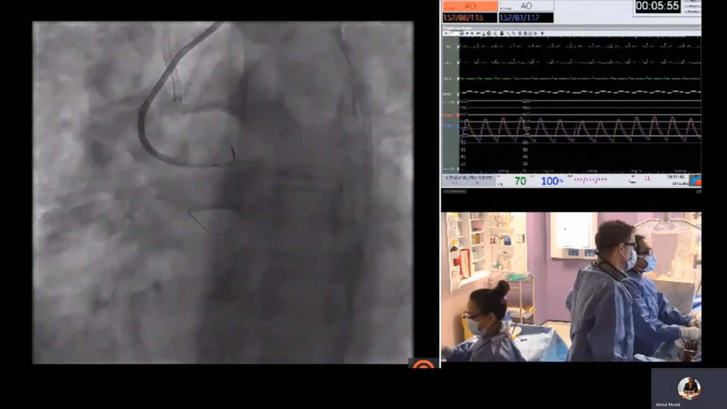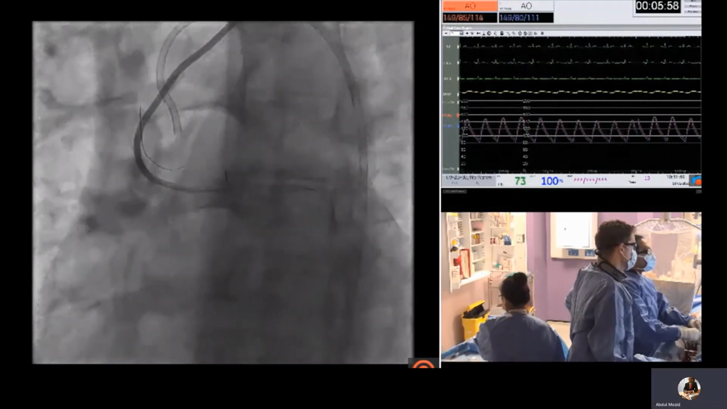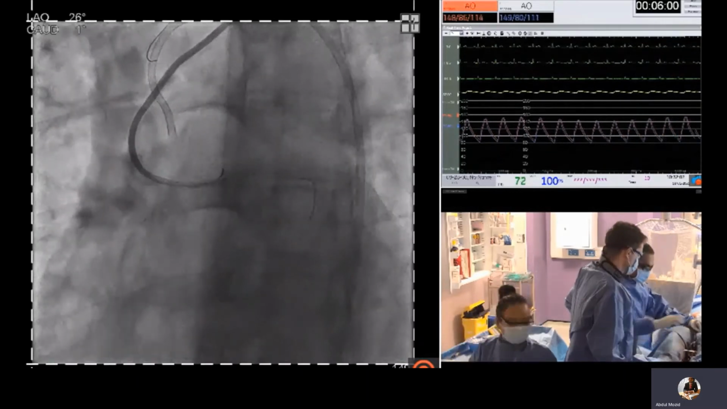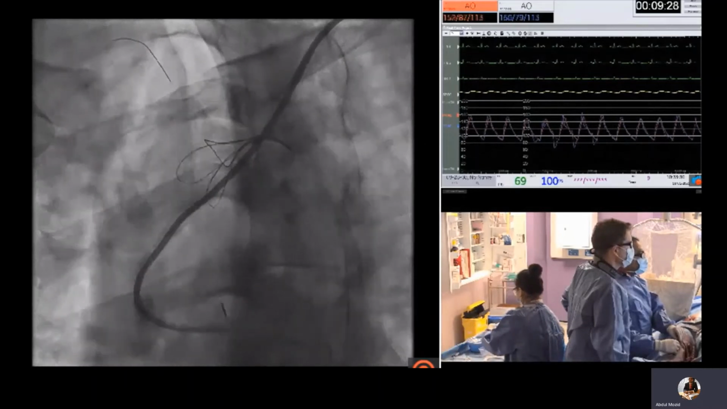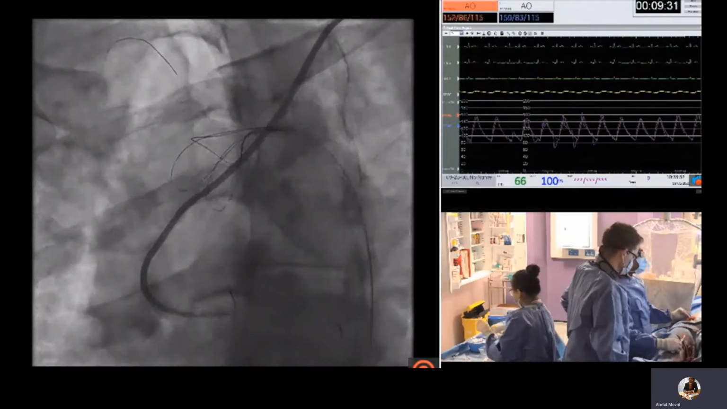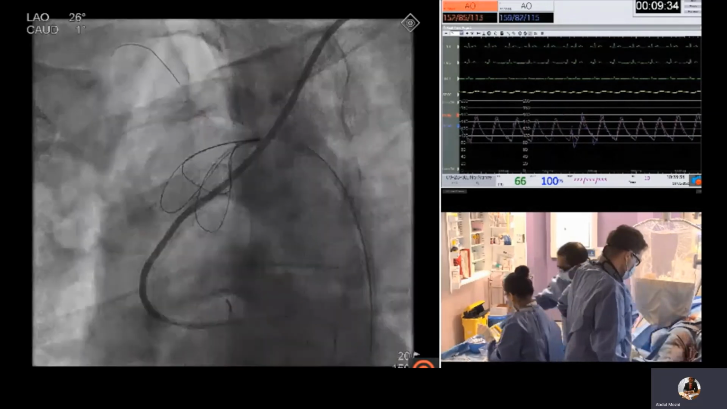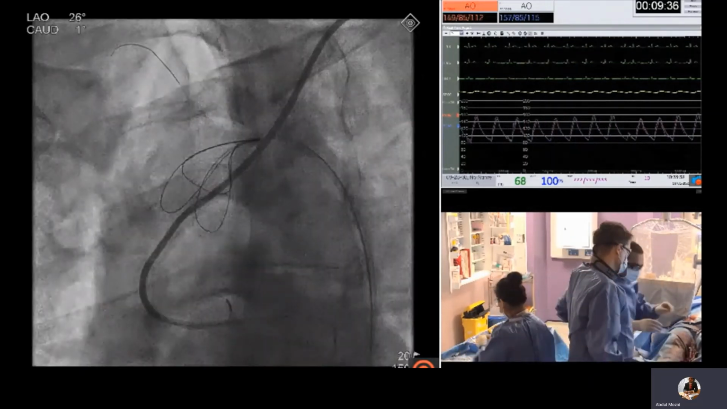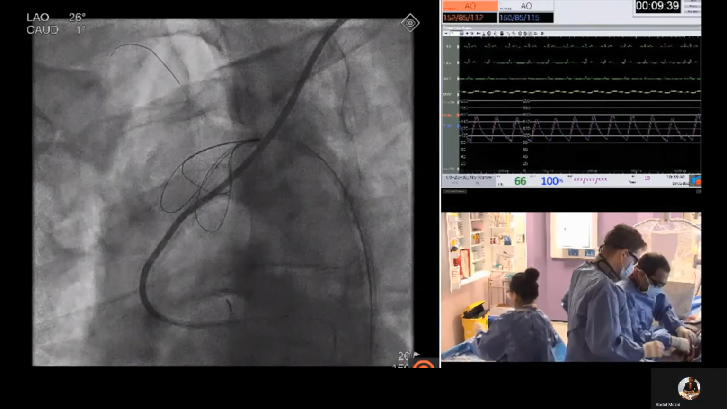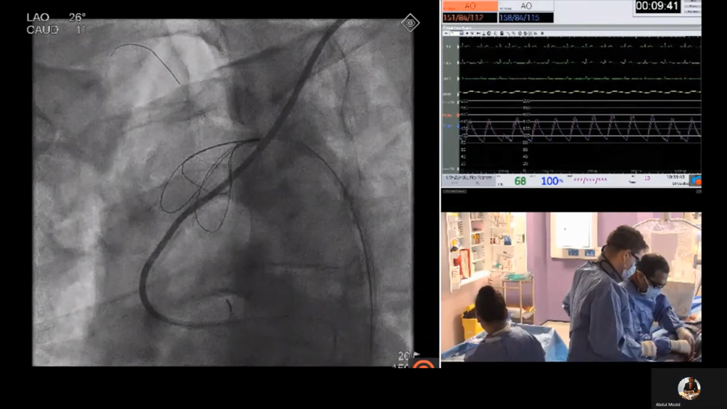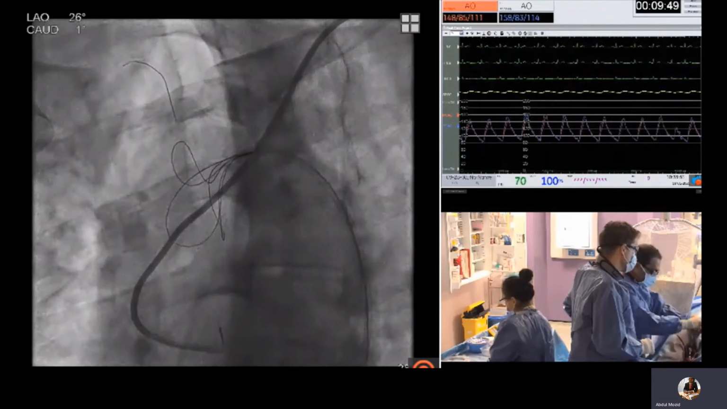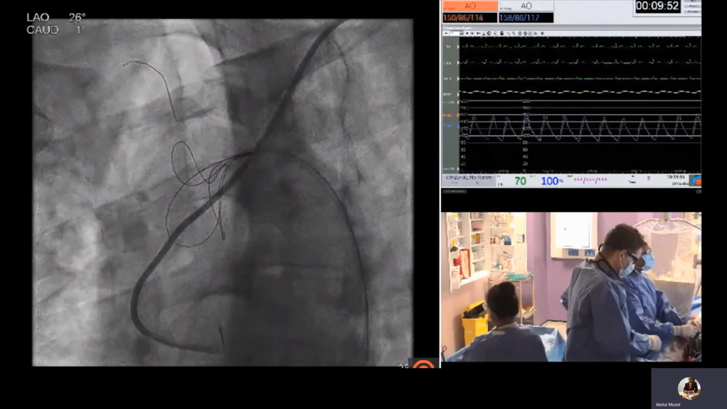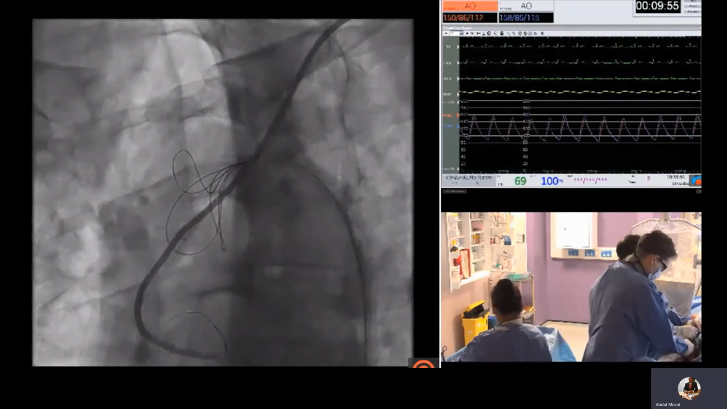So here's the RG3 wire. We put an umbrella shaped bend on the tip of the RG3 to make it easier to snare this wire. Then this is a 7 French GR4 guide with the snare. And this is a dual operator process. One operator tries to bring the wire back, tries to advance it through the snare, whilst the other operator advances and withdraws the snare, trying to capture the wire.